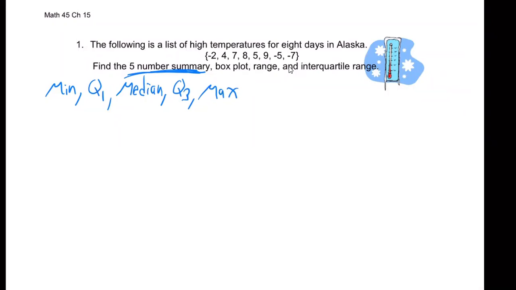So those are the 5 things they want. Let's do it piece by piece. Let's start with the minimum. What's the minimum of this set of numbers? -7. That was the low one day. Isn't that crazy? What's the maximum? 9. We'll take care of those right away. Those are easy. That's the highest number and the lowest number in the data set, right?